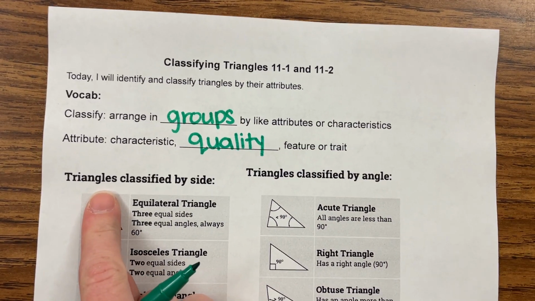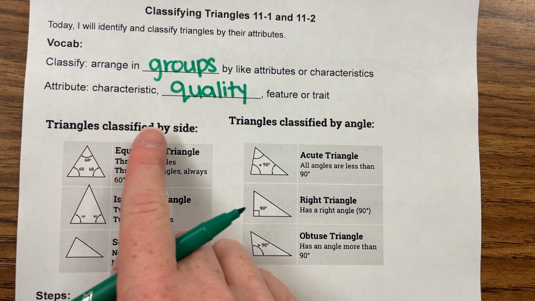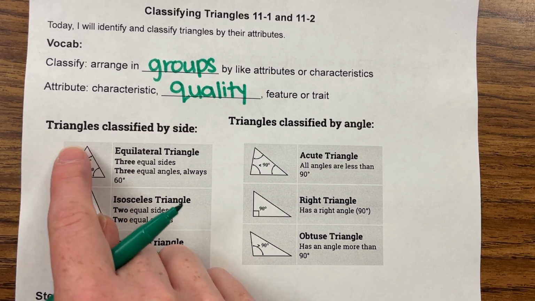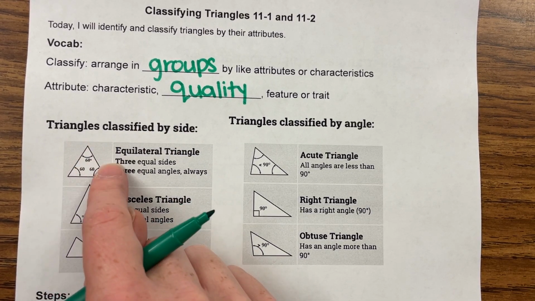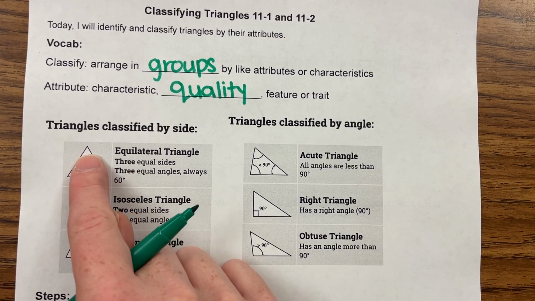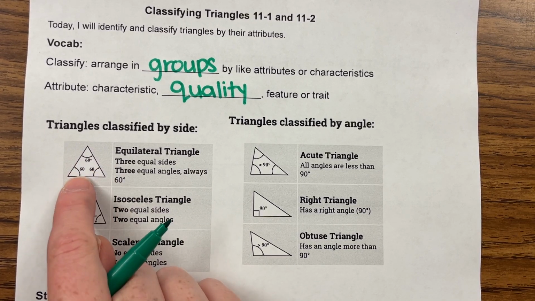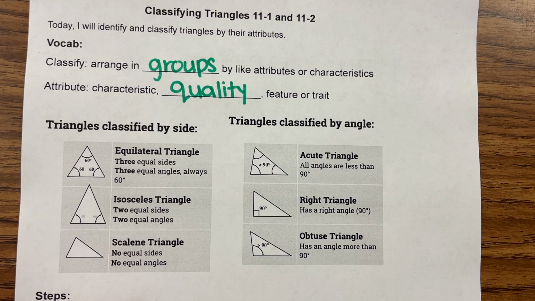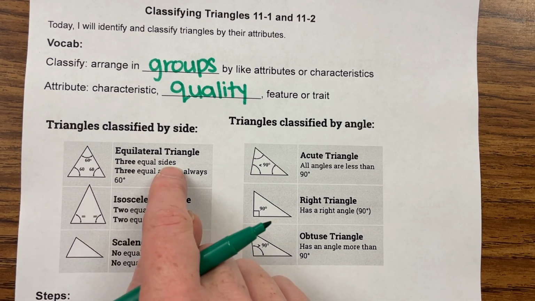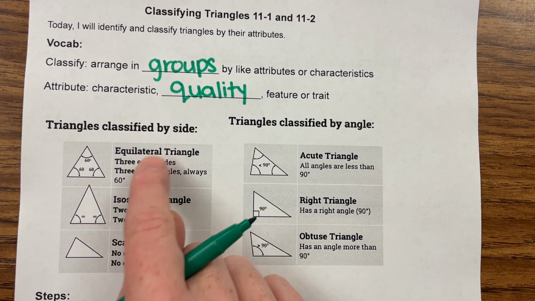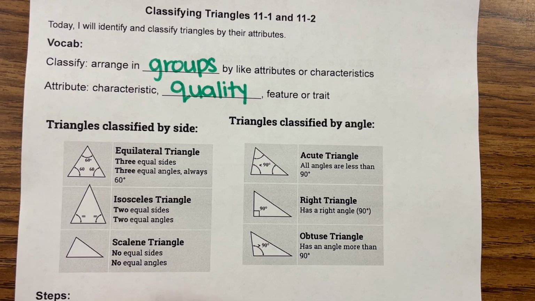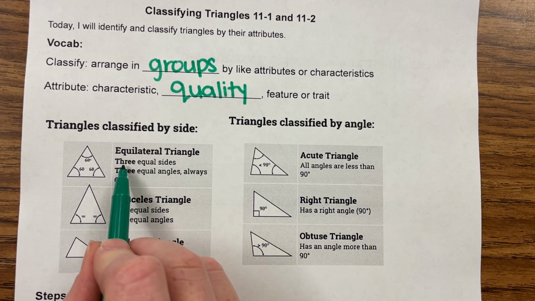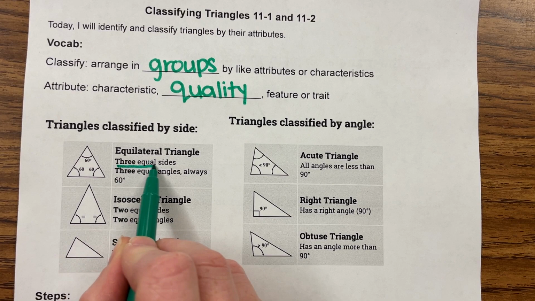So if I'm going to be classifying a triangle by its sides, I'm looking at the sides, and I see that this one has 3 equal sides and 3 equal angles of 60. So 3 equal sides, 3 equal angles is an equilateral triangle. But for classifying by side, all we need to know is the 3 equal sides.